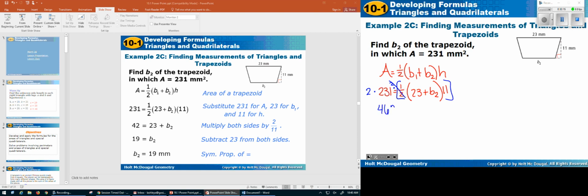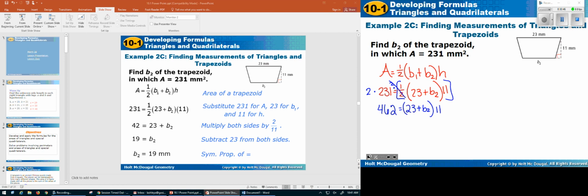462 equals 23 plus base 2 in parentheses, times 11. Now what do you want to do? You could distribute the 11, or... Remember that all of this is being multiplied from left to right. If you multiply everything by 1/2 and then multiply everything by 2, they just undo each other. Does that make sense?